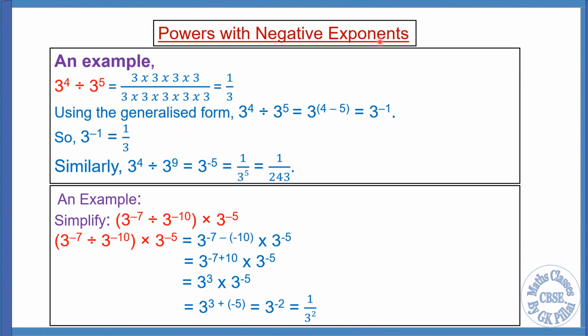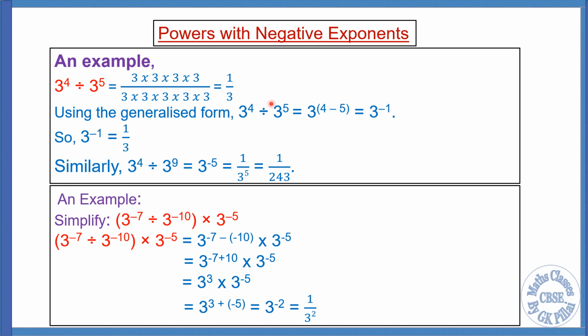Powers with negative exponents. We have seen earlier exponents with negative base. Here negative exponents are there. 3 to the power of 4 divided by 3 to the power of 5. I am giving an explanation here. We write 3 4 times here and 3 5 times as the denominator. When you cancel out, you will get 1 by 3. Now using the generalized form or the law of exponents, 3 to the power of 4 divided by 3 to the power of 5 will be 3 to the power of 4 minus 5. That will be 3 raised to the power of minus 1.